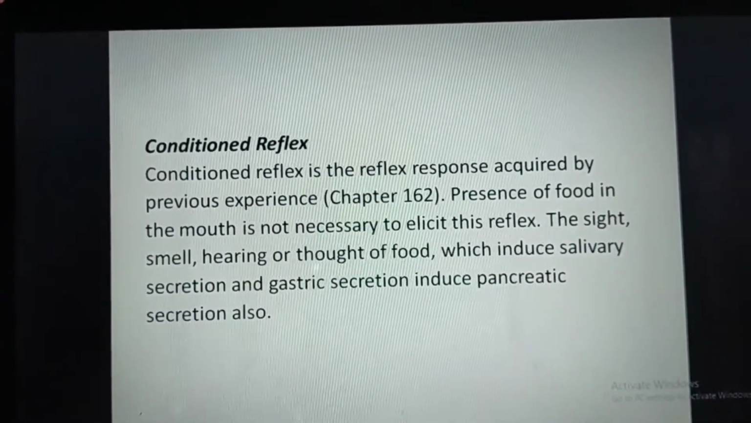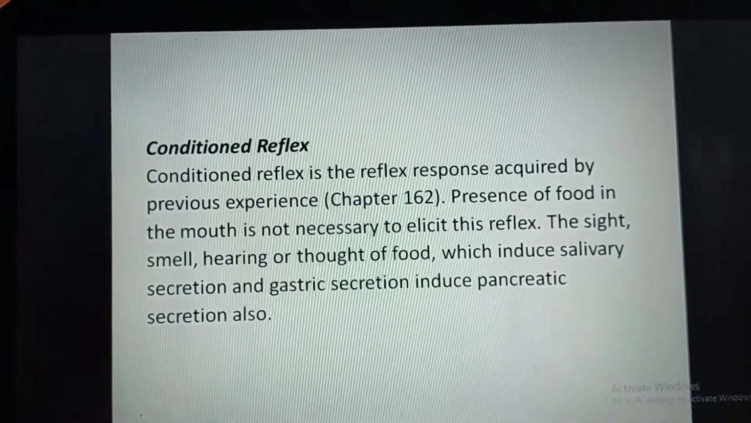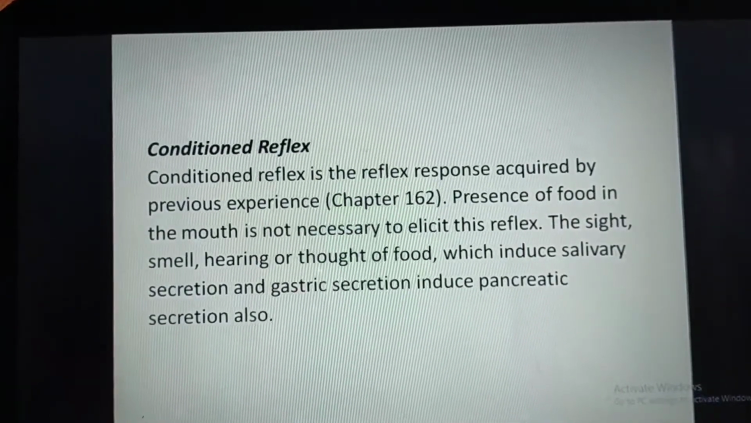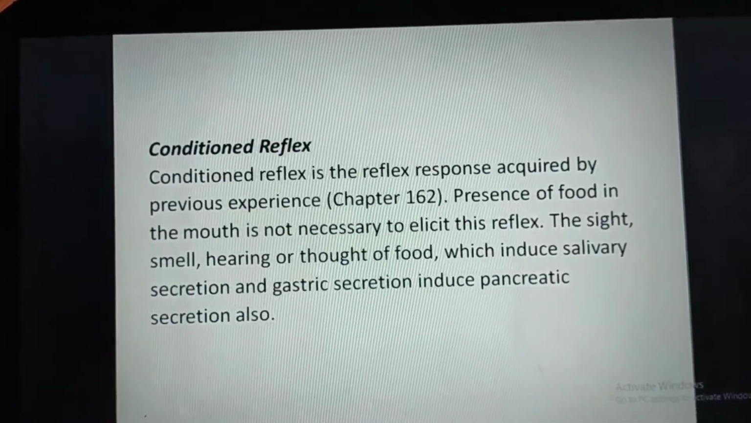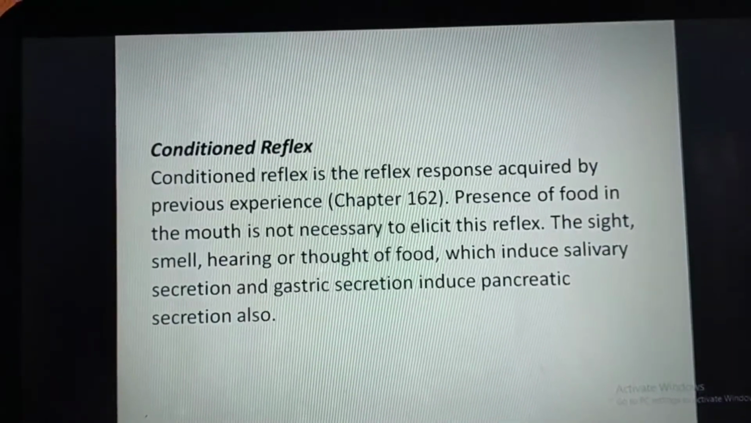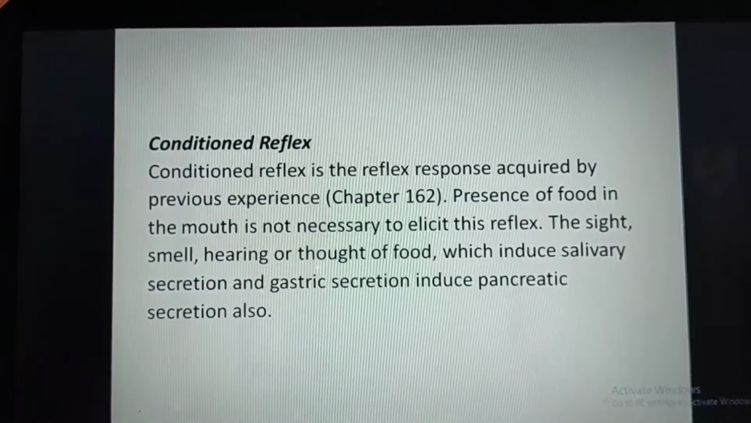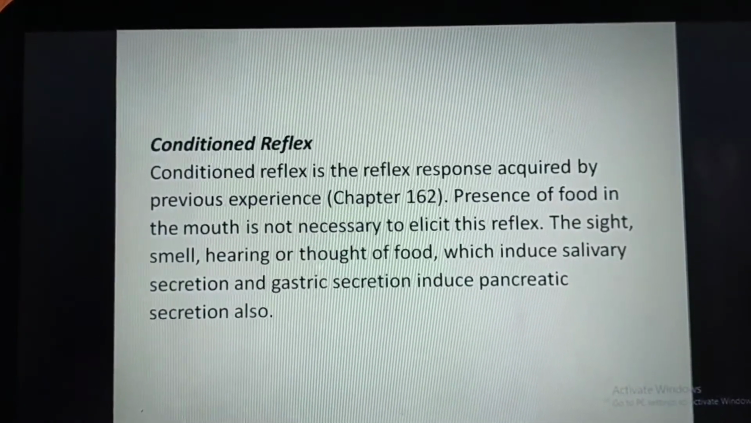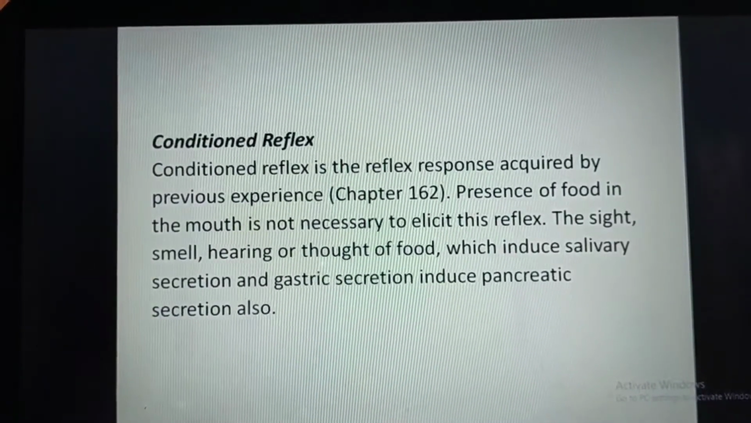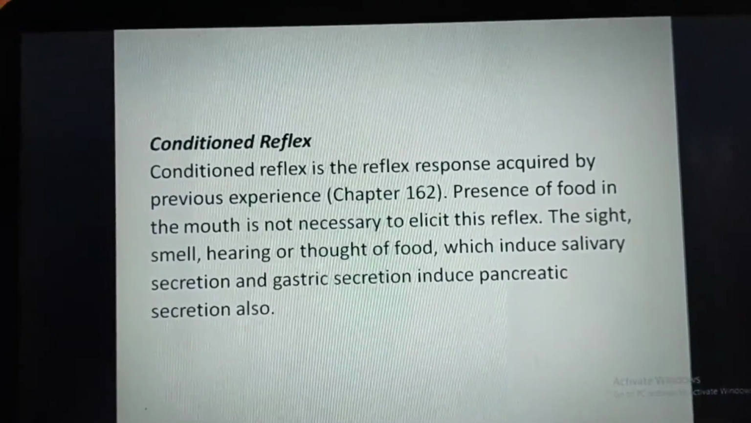Conditioned reflex. Conditioned reflex is a reflex response acquired by previous experience. Presence of food in the mouth is not necessary to elicit this reflex. The sight, smell, hearing or thought of food, which induce salivary secretion and gastric secretion, induce pancreatic secretion also.